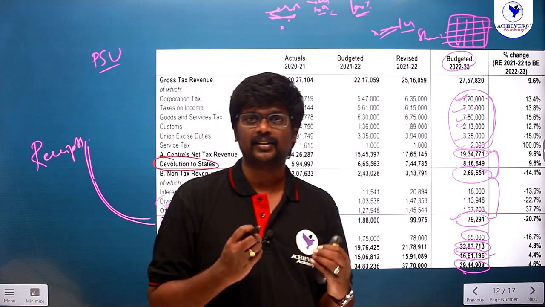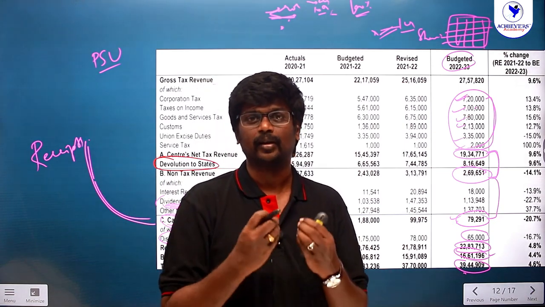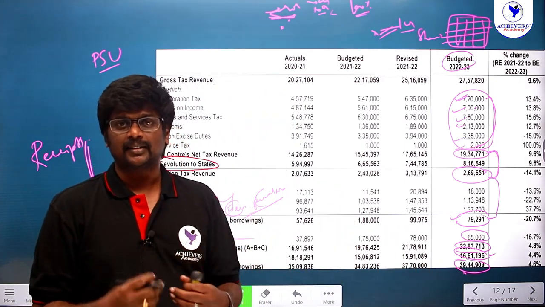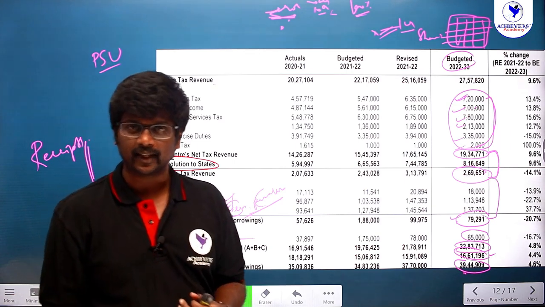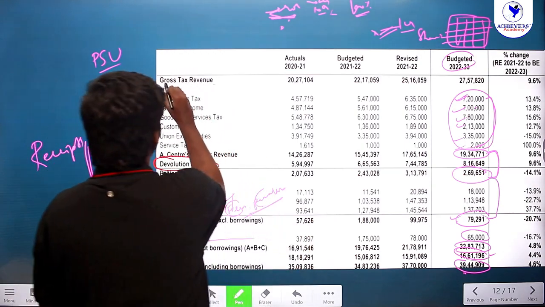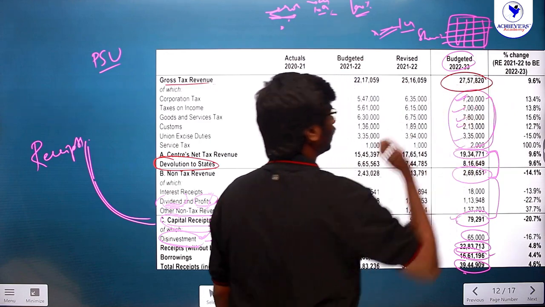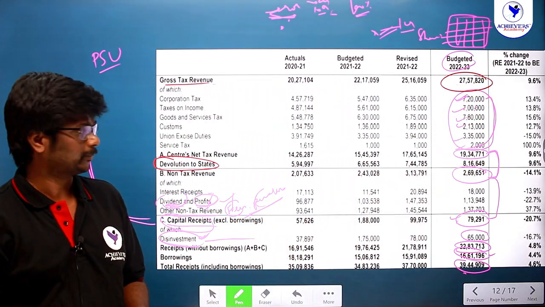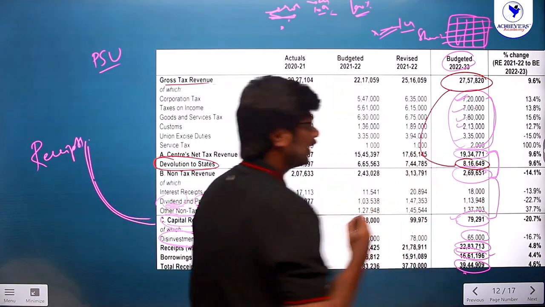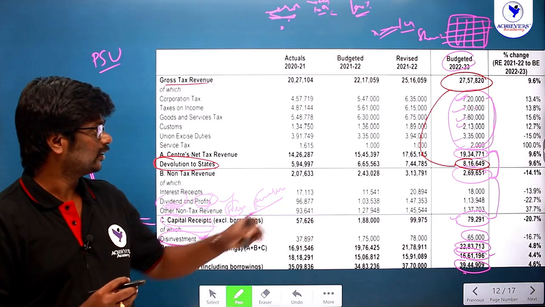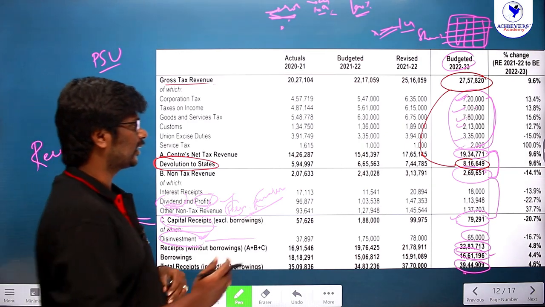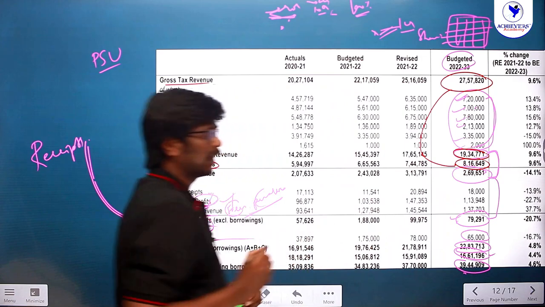Once the states get their particular share, the estimation of their share of revenue from the center, the states start their planning exercise and devise their expenditure appropriately. Out of the tax revenue the government is getting, approximately 27 lakh crore, a certain part, 8 lakh crore rupees, is given to the states. So the center would be getting only 19 lakh crores.